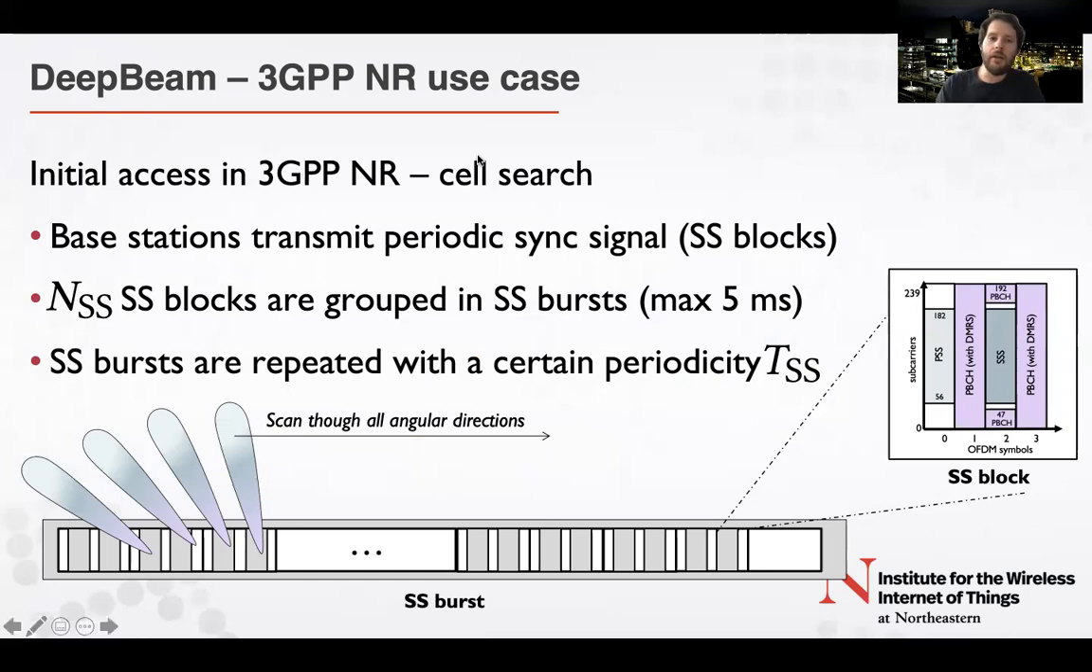So during the initial access phase, a cell search is performed with the base station transmitting periodic signals called SS blocks grouped into bursts. And bursts are repeated with different periodicities. So, for example, the smallest periodicity is 5 milliseconds, and in this 5 milliseconds, you have 64 of these directional signals transmitted by the base station. A typical periodicity is, for example, 20 milliseconds.